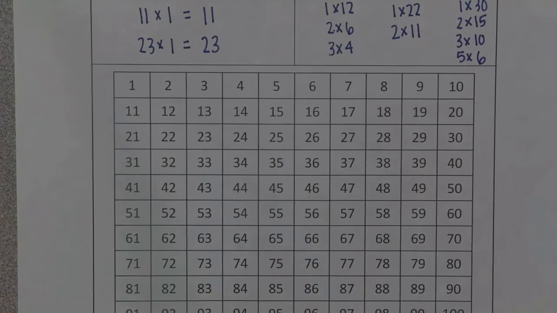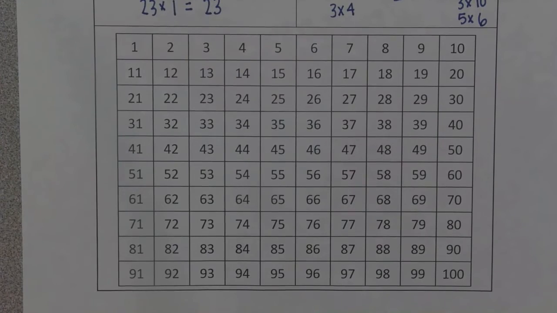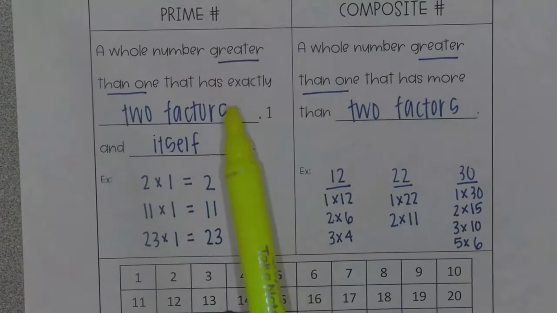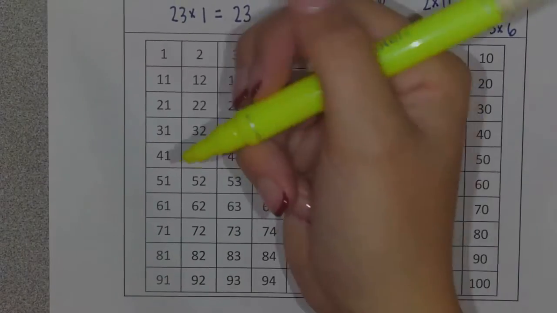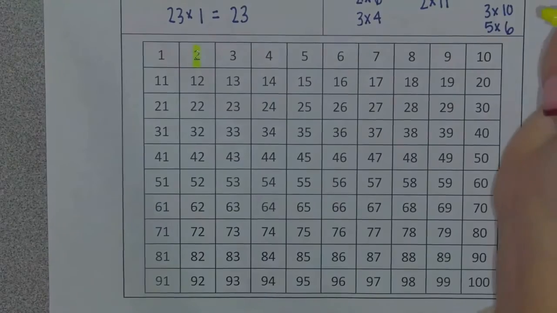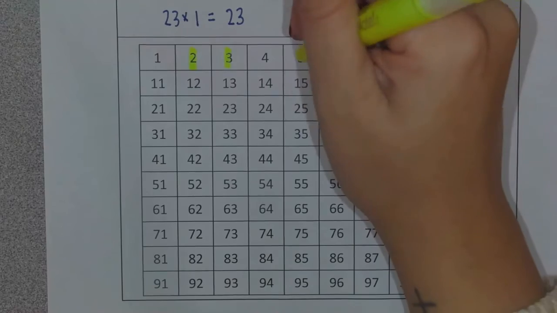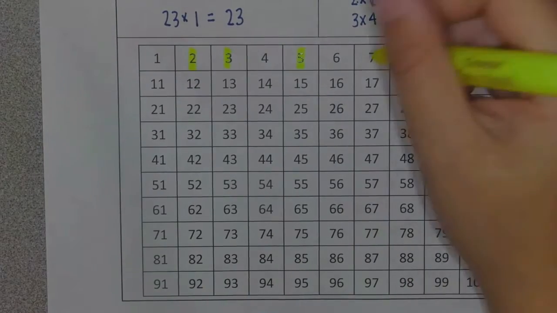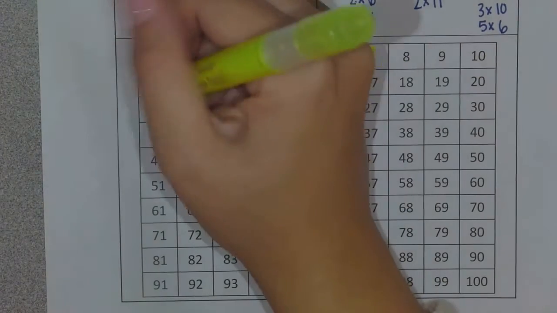So on this chart down here, we're going to go through and actually highlight or circle all of the prime numbers between 1 and 100. Again, 0 doesn't count. If our numbers have to be greater than 1, 1 also doesn't count as a prime or composite number. So the first prime number we have is going to be the number 2. And then we get the number 3. 4 is composite because I can do 2 times 2. 5 is prime. 6 is composite. 7 is prime. 8, 9, 10 are all composite.